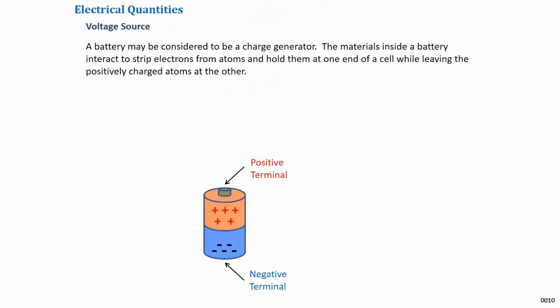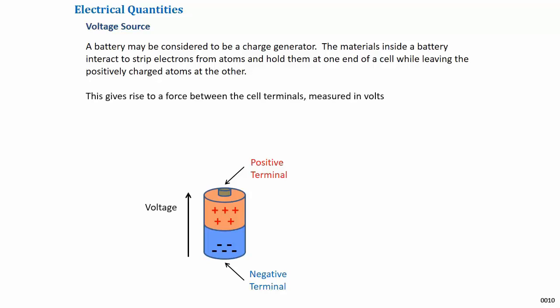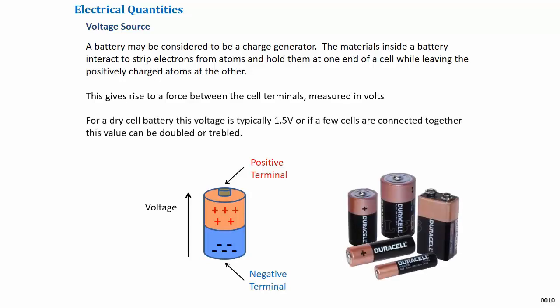A battery may be considered to be a charge generator. The materials inside a battery interact to strip electrons from atoms and hold them at one end of a cell, while leaving the positively charged atoms at the other. This gives rise to a force between the cell terminals measured in volts. For a dry cell battery, this voltage is typically 1.5 volts, or if a few cells are connected together, this value can be doubled or trebled.